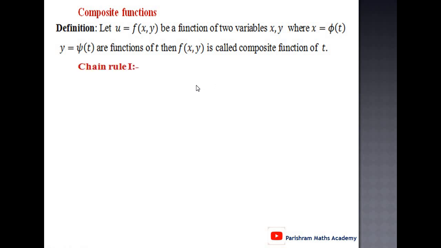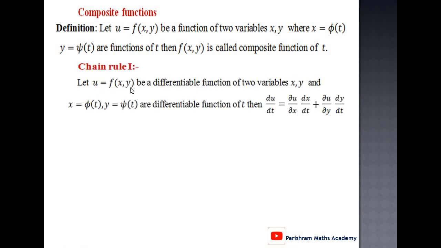Next, chain rule. Let u equal to f(x, y) be a differentiable function of two variables x and y, and x equal to phi of t, y equal to psi of t are differentiable functions of t. Then du/dt equal to ∂u/∂x into dx/dt plus ∂u/∂y into dy/dt. Here u is a differentiable function of two variables x and y, both are differentiable functions of the single variable t, and therefore the derivative of u with respect to t is nothing but the partial derivative of u with respect to x into dx/dt plus the partial derivative of u with respect to y into dy/dt.